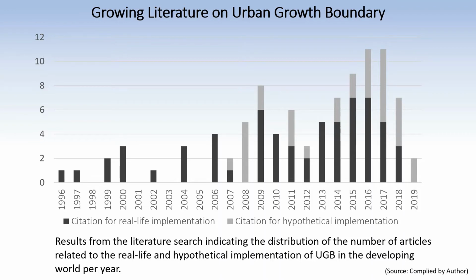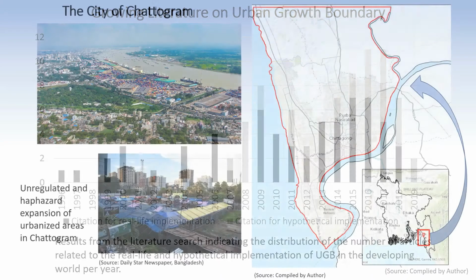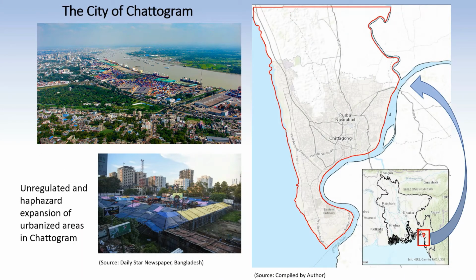As a part of my dissertation, I'd previously proposed the adoption of urban growth boundary for the city of Chattogram as my case study. My area of interest, the city of Chattogram, over the past several decades has experienced a rapid, unregulated, and haphazard expansion of urban areas. The goal of adoption of urban growth boundary for the city of Chattogram would be to restrict and control the rate and extent of urban expansion and direct where the urban expansion would occur.